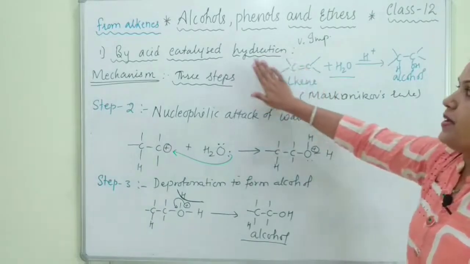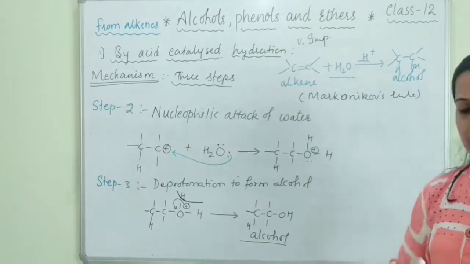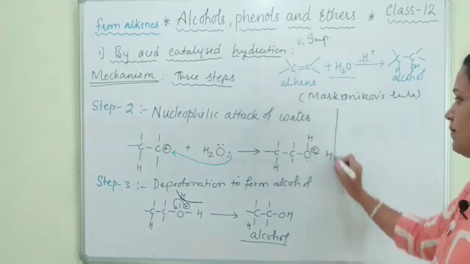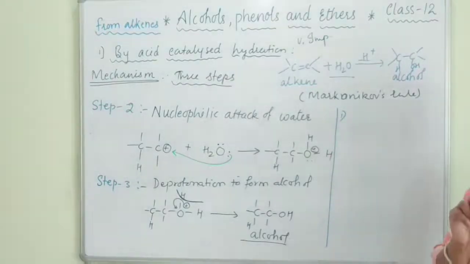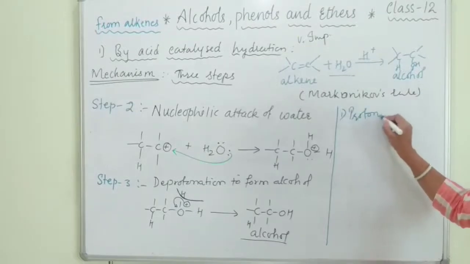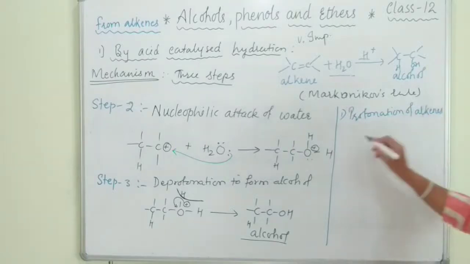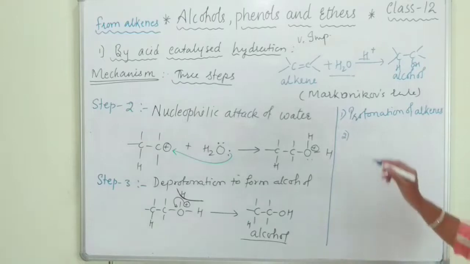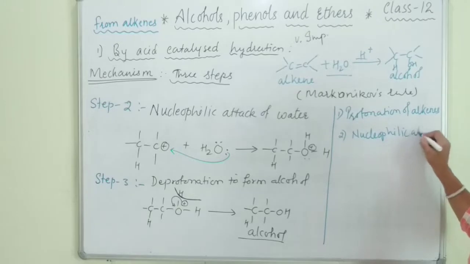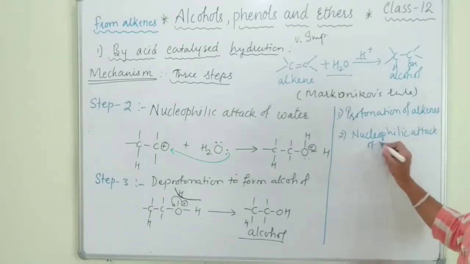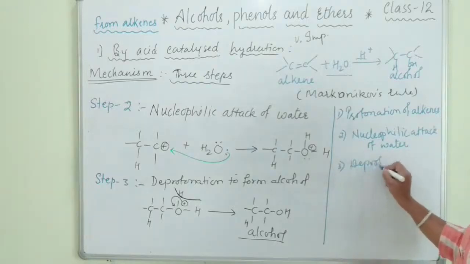So now what we have studied in this topic is the acid catalyzed hydration. This is one of the mechanisms, and this mechanism contains 3 steps. And what are those 3 steps? One more time I am writing here. The first step was protonation of alkenes, the second one is nucleophilic attack of water, and the third one is deprotonation to form alcohol.